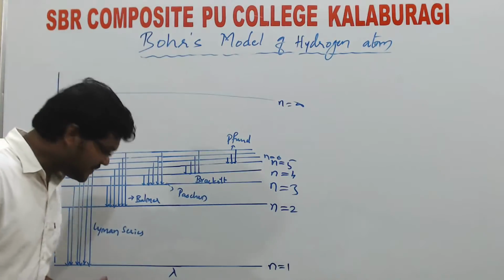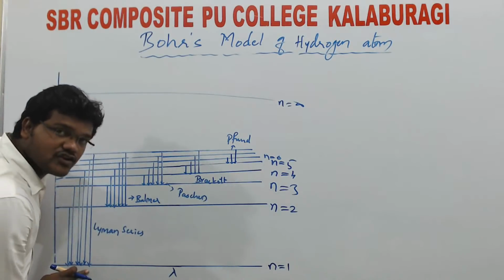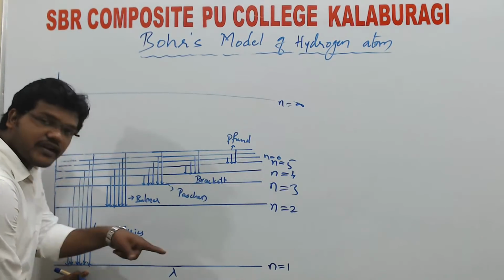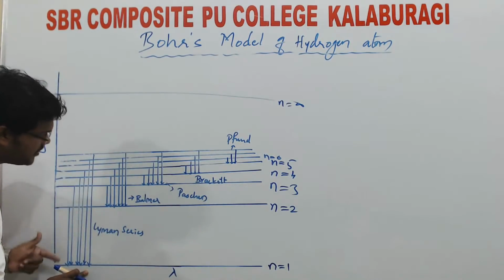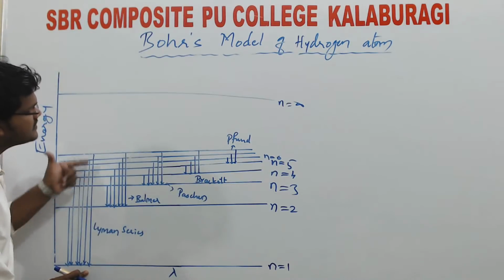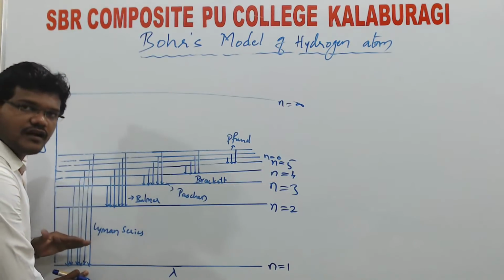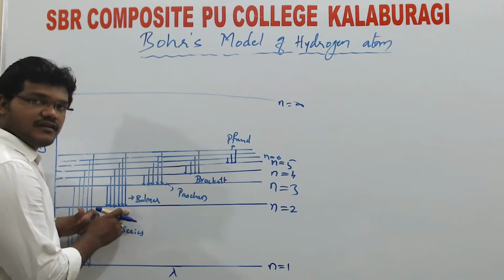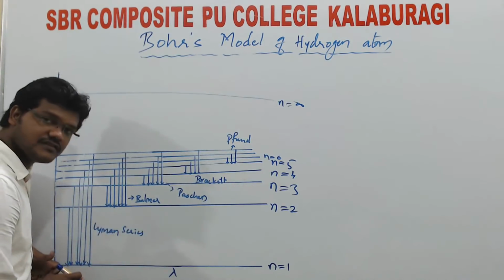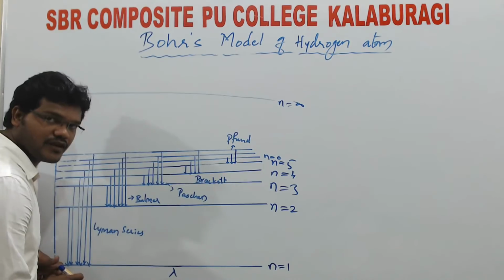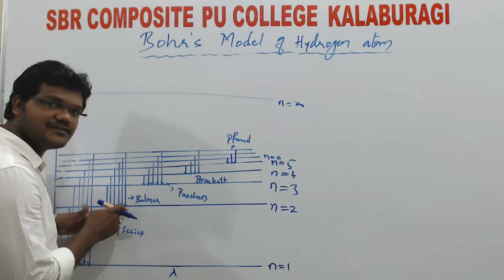See, in the case of the Lyman series, the electron will lose energy and come back to n1. It may come back from n2, n3, n4, n5, n6, n7. So for Lyman, what is the n1 value? It is 1. For Balmer, the n1 value is 2.